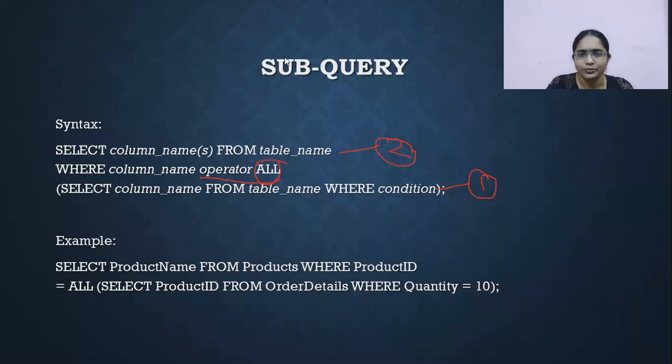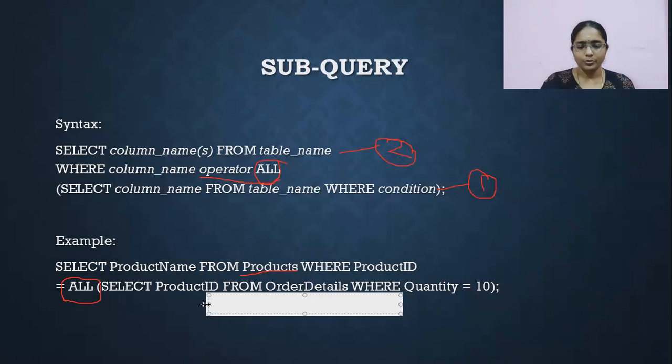So look at this example. Select product name from product. So what is the outer query table? It's product, where product ID = all. This is the important operator here. All: select product ID from order details where quantity = 10. Same as the previous one. There is not much variation.